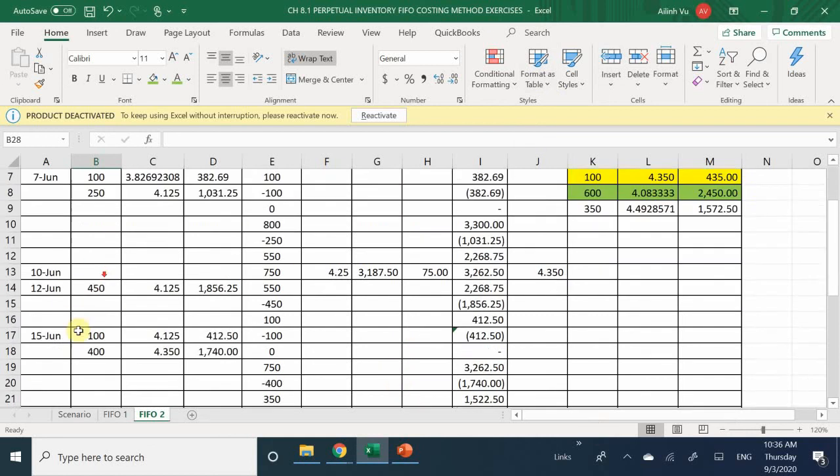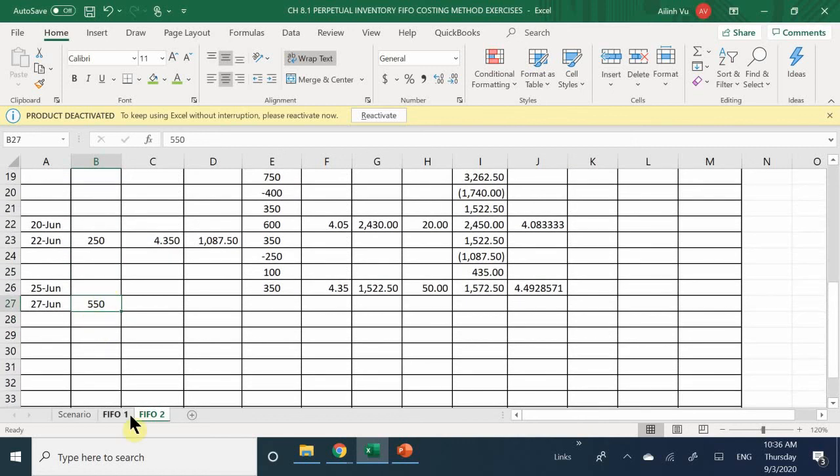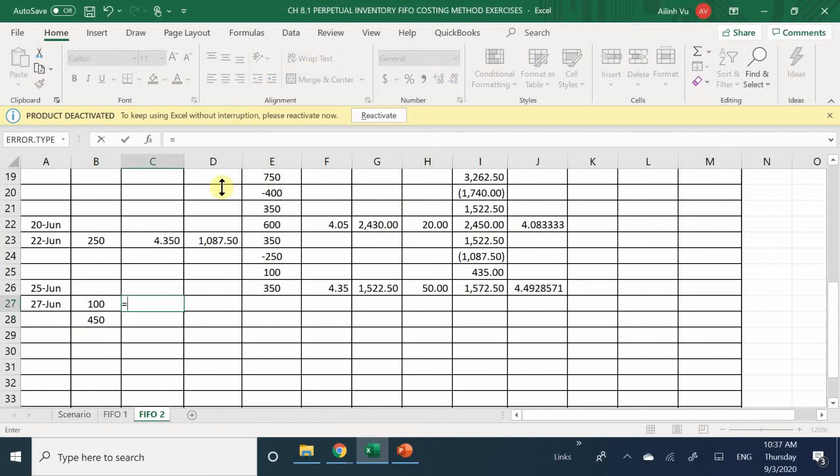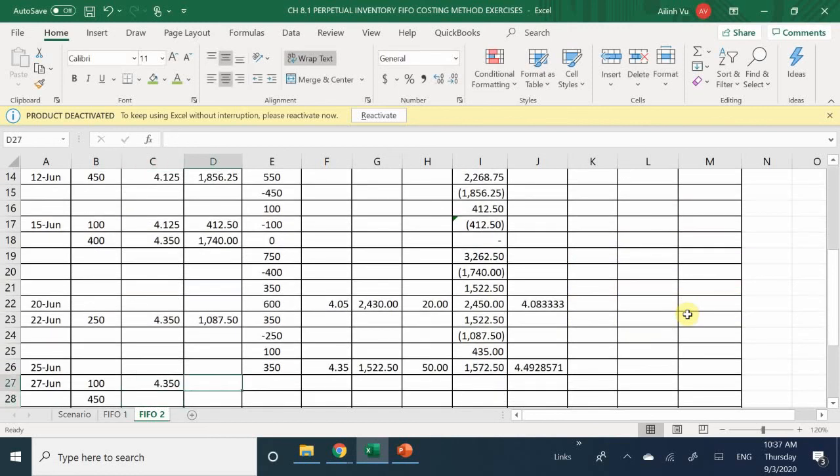Okay, perfect. So our goal is to get to 550. We have 100 from the yellow batch, and then we're going to take 550 minus the 100 to get 450 from the green batch. Okay, so again, I'm going to do this for show. What is my 100 batch worth? $4.35, which gives us a grand total of $435.